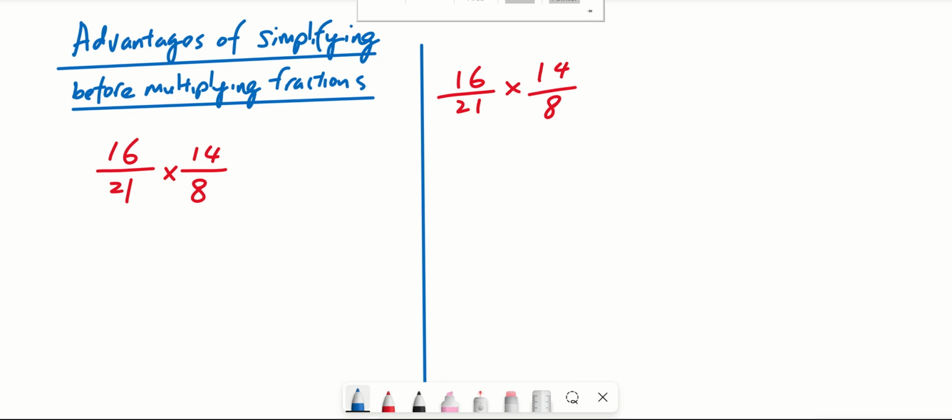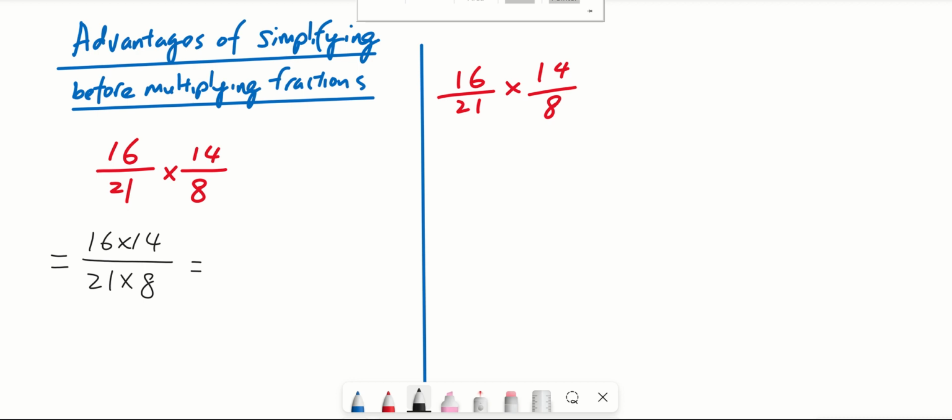In this example, I want to discuss why we should simplify fractions before we multiply them. With the example on the left and right, they're both the same. I am multiplying the same fractions. But on the left, I'm just simply going to multiply them and then simplify. So I'm going to simply multiply 16 by 14 and then multiply 21 by 8.